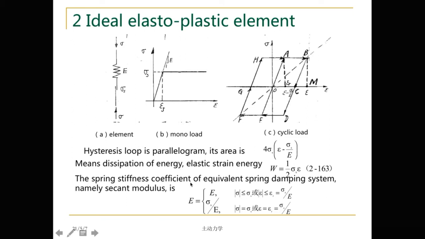The spring stiffness coefficient of the equivalent spring damping system, namely the secant modulus, is E. In the beginning, the modulus from O to A is just the slope of this line, E. But if the Coulomb element fails, then the curve goes from A to B. To any point, we connect the point with O. Then the slope of this dashed line is just the secant modulus.